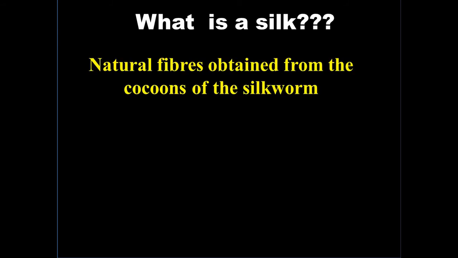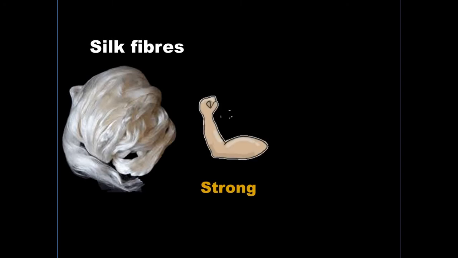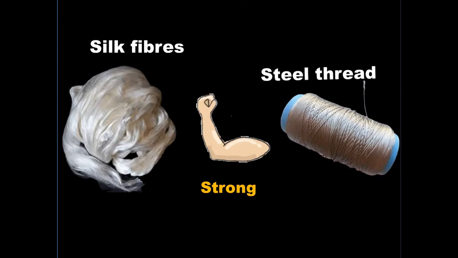Now, let us discuss what is silk. Silk is a kind of natural fiber which is obtained from the cocoons of the silkworms, which are processed into silk fibers. Let me tell you one interesting thing. Silk fibers are so strong that they are compared to steel threads.